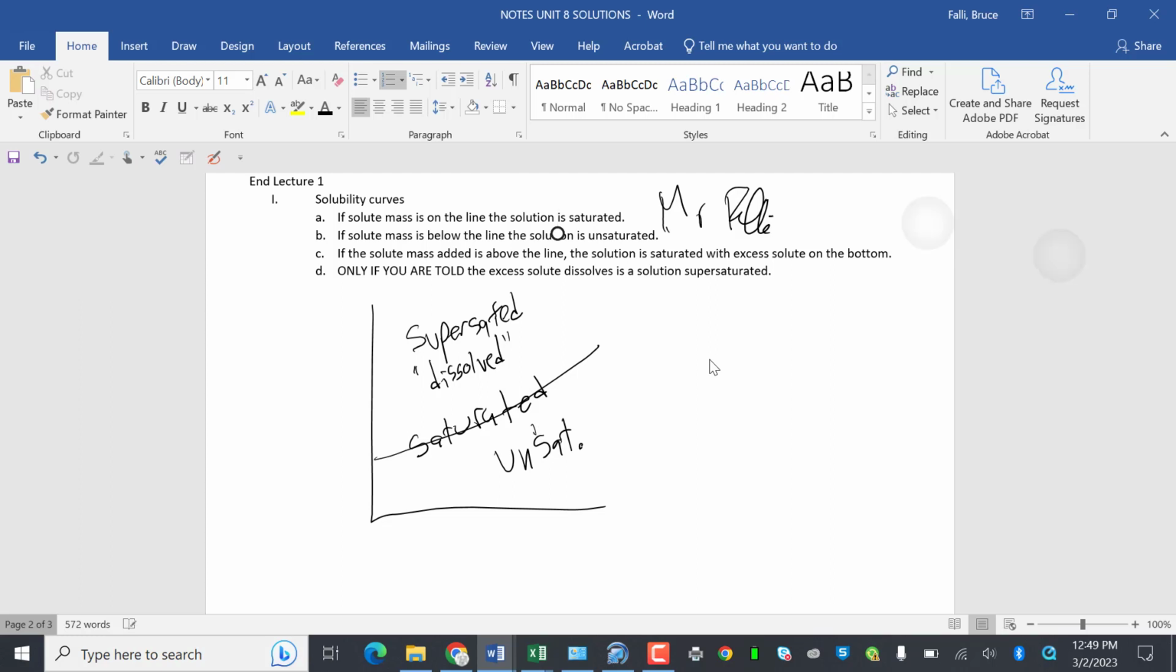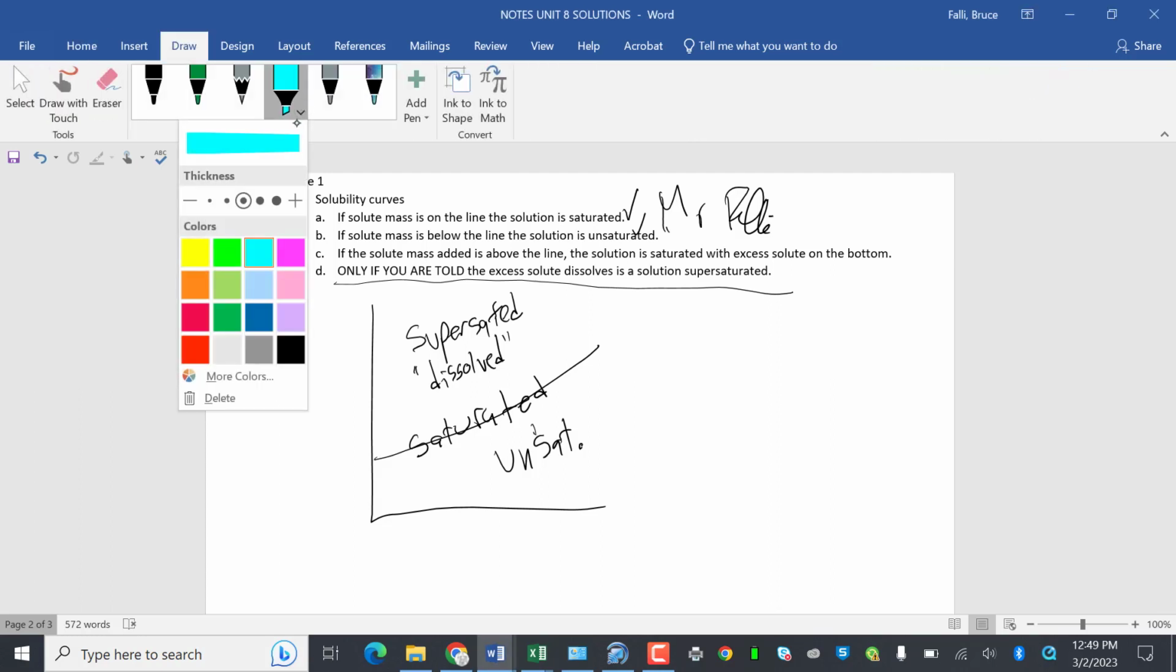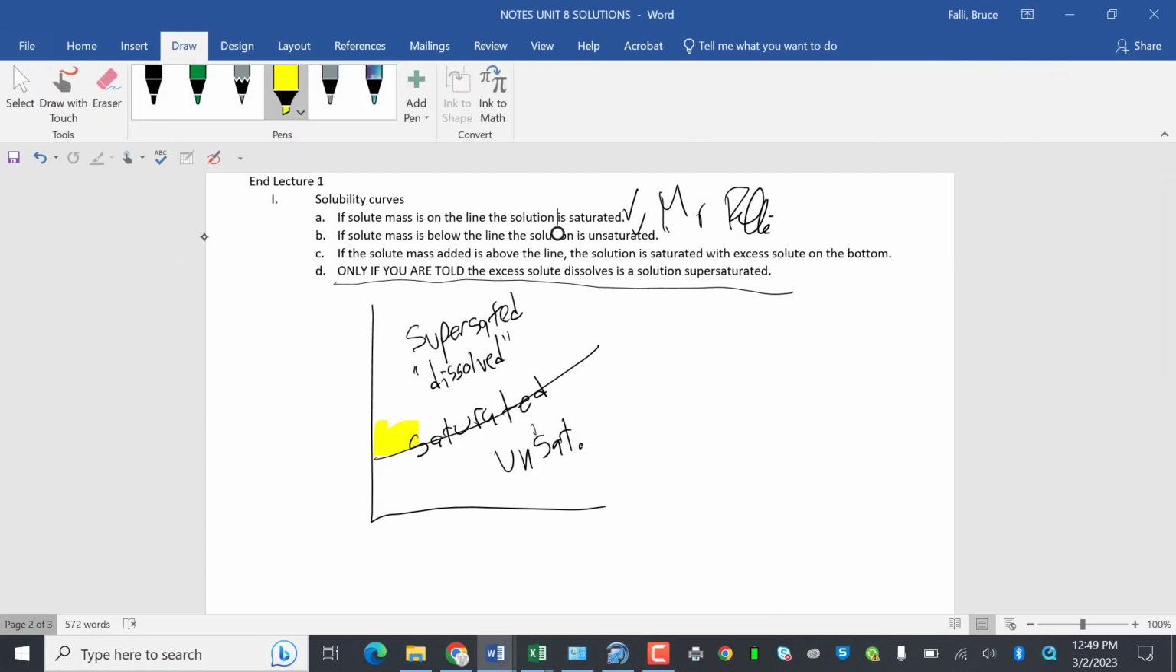Okay, so solute mass on the line, it's saturated. Solute mass below the line, it's unsaturated. Solute mass added above the line, it's saturated with excess sitting on the bottom, only if you are told. So I'm going to highlight this in yellow, and I'm going to include the saturated part. So this part would be saturated, but it can only be called supersaturated if it says dissolved. All right, and that's it.